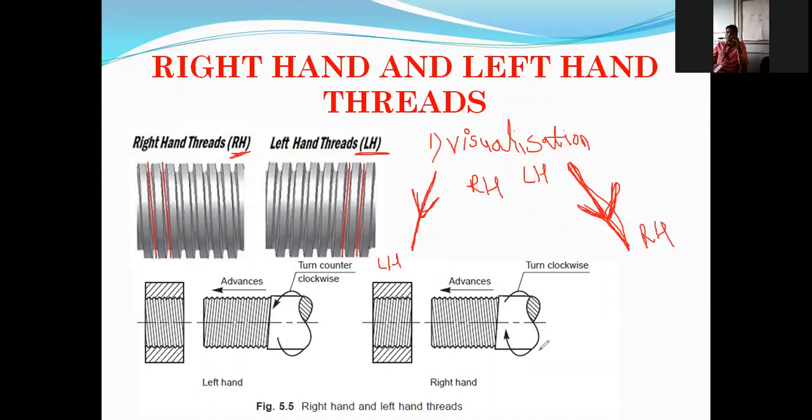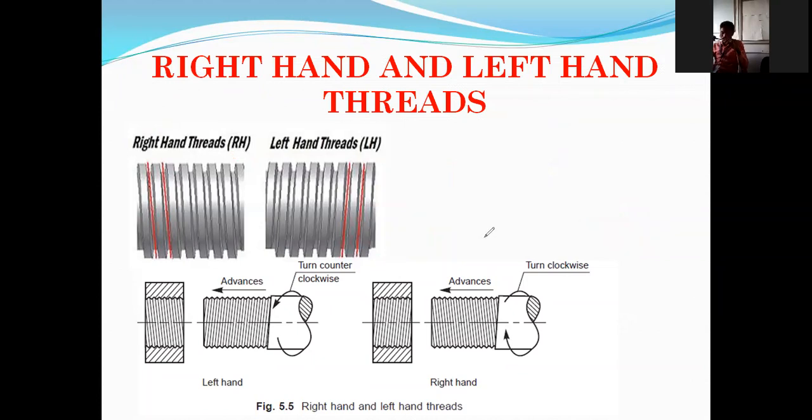Thank you. Absolutely correct. If threads are going from right to left or left to right, where the threads are going towards bottom direction, that direction you have to remember, and that will be the type of thread, right or left. But this one is visualization, or we can say observation method. First one.